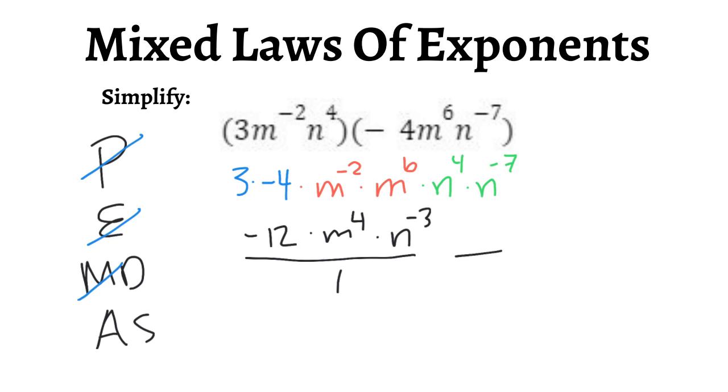I have negative 12 times m to the fourth power divided by n to the third power. Notice how it goes from being in the numerator to now being in the denominator. And technically we have a 1 down here, so we can say 1 times n cubed. And this is everything fully simplified. I can't combine anything else. I can't simplify m or n or anything else. And that would be my solution.